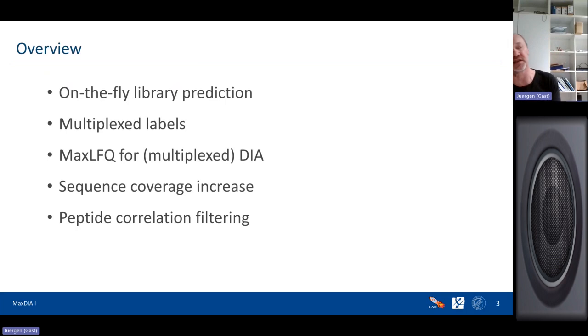So this is basically another search after the main search, for identifying more peptides on the already identified proteins with a fixed protein FDR, for example, 1%.